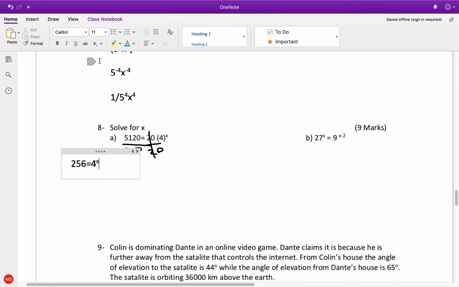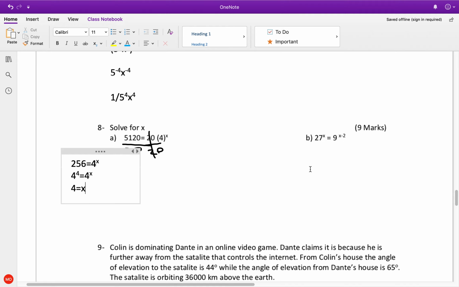Now we need a similar base, so let's figure out what 4 to the power of what equals 256. And we figure out it's 4 to the power of 4. So we just rewrote 256 in a different way, equals 4 to the x. And then since we have similar bases, we can drop them and just say 4 equals x, since we drop the bases of 4.